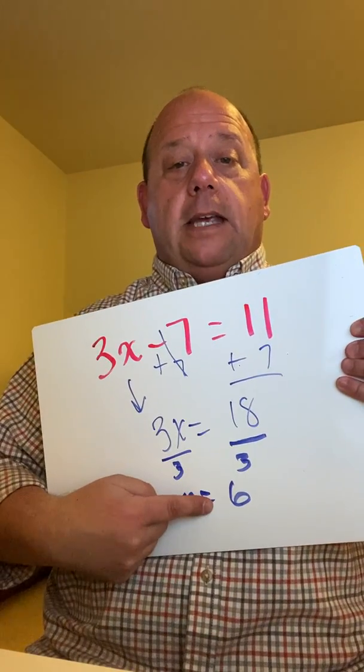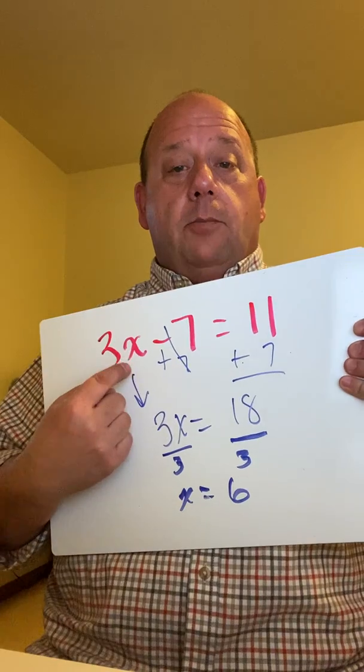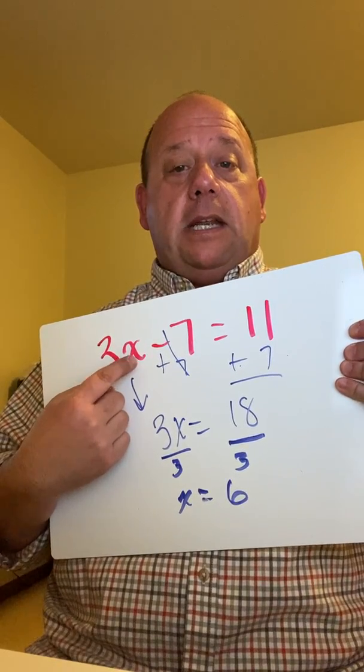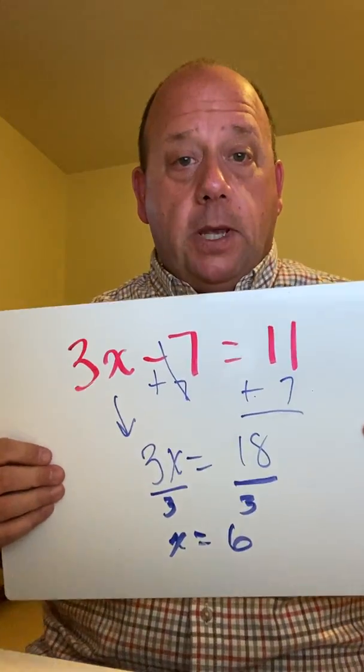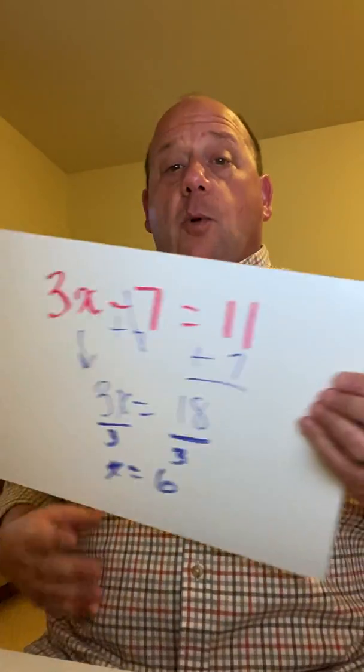Okay? Take the 6 to test to see if you did it right. Put it in for x. 3 times 6 is 18. 18 minus 7 is 11. Yay, I got it right. All right? That's a no-brainer. It's like number 1 on your equations test. That's your review. That should be an easy one to start out with. Nice, easy one. Okay? Now, we're going to get a little uglier.